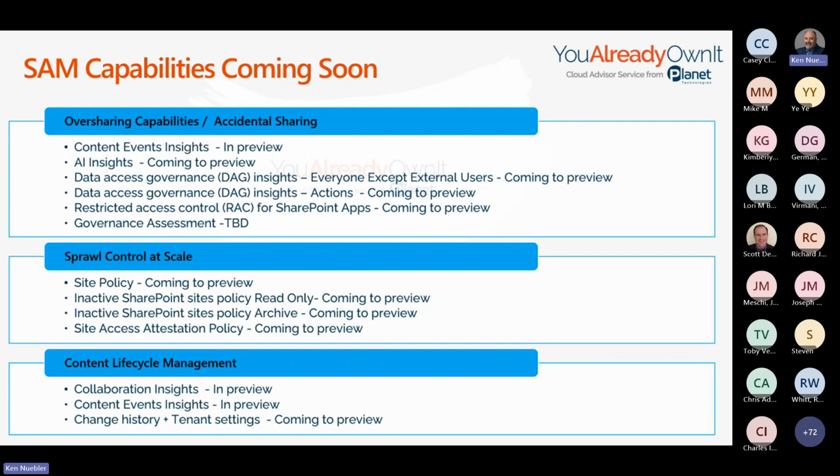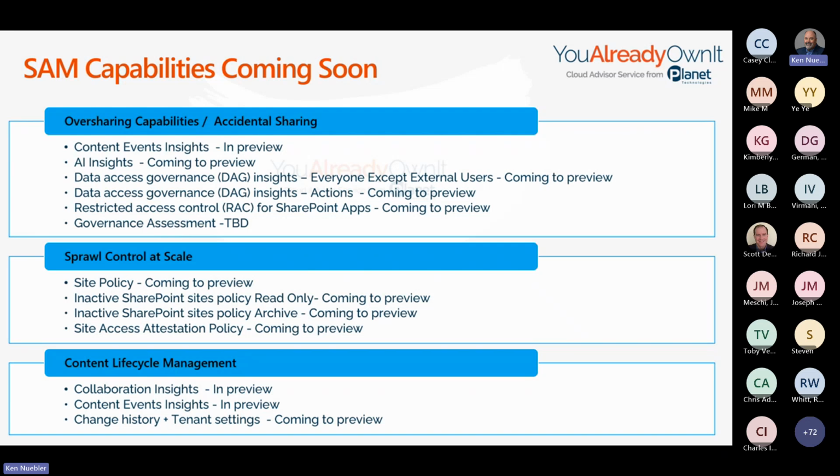Let's take a look at content event insights. This includes alerting, notifications, and reports on important events taking place, such as ransomware outbreaks. AI insights: you'll be able to use AI to analyze the SAM reports, and that will provide you insights on that report and recommendations on actions to remedy them.